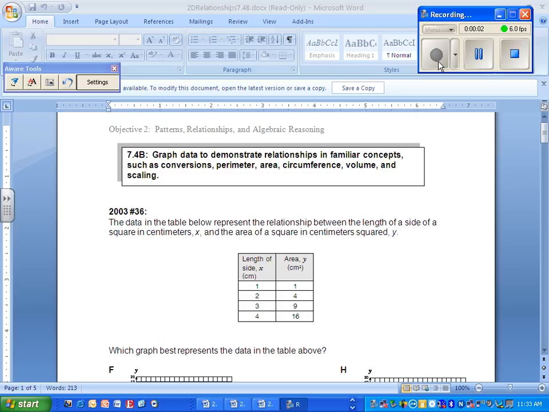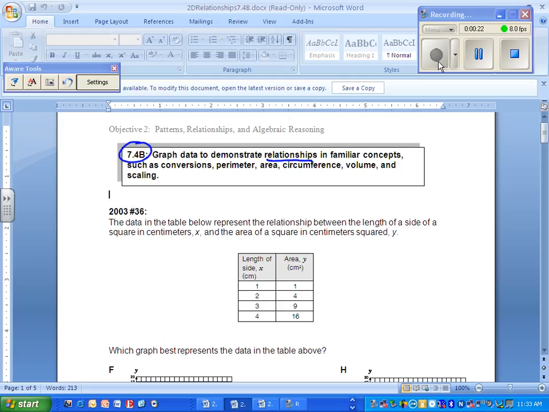All right, Ms. Whitaker here again, and we're going to continue with the part of your review that deals with 7.4b, which says graph data to demonstrate relationships in familiar concepts such as conversions, perimeter, area, circumference, volume, and scaling.